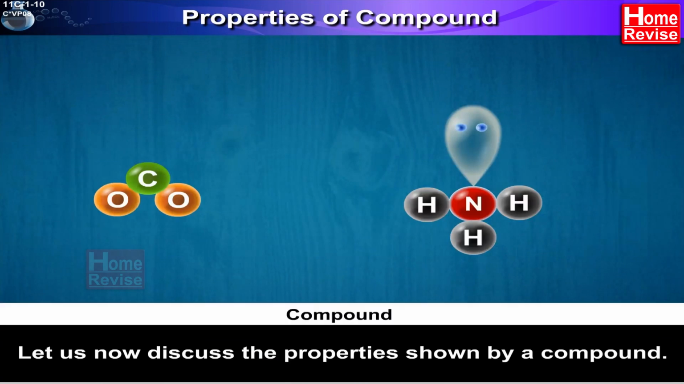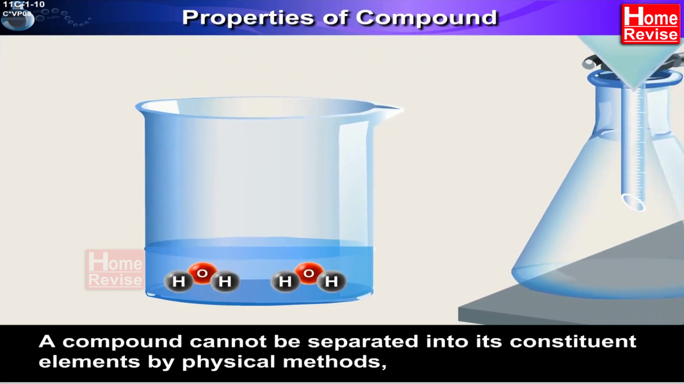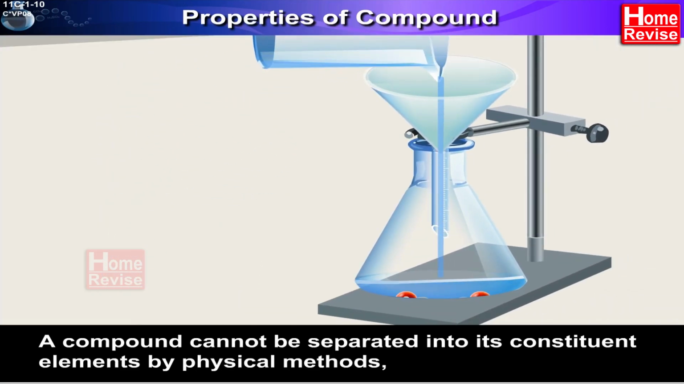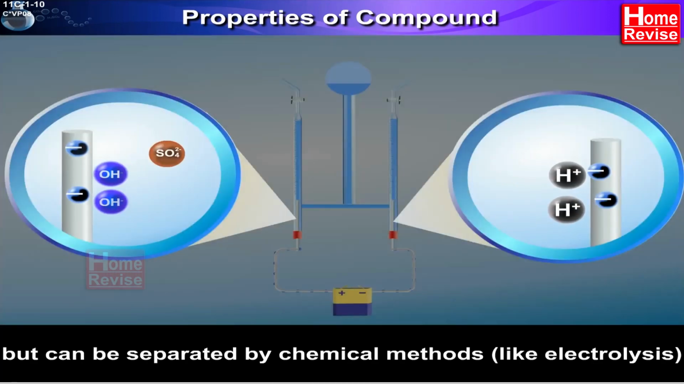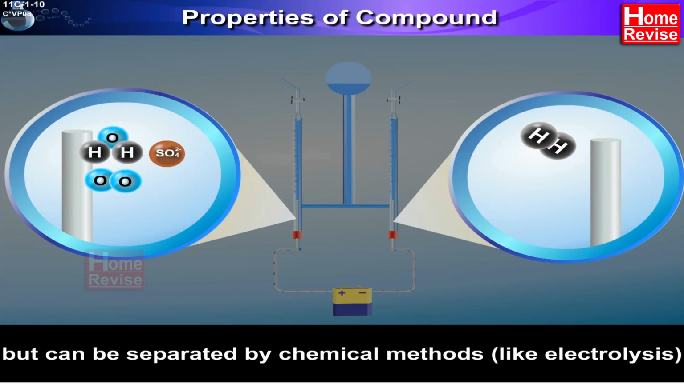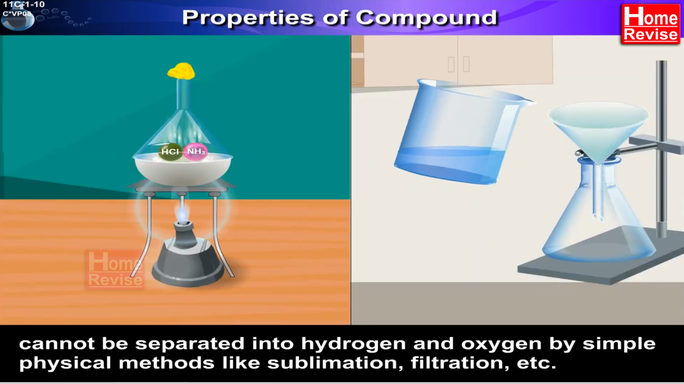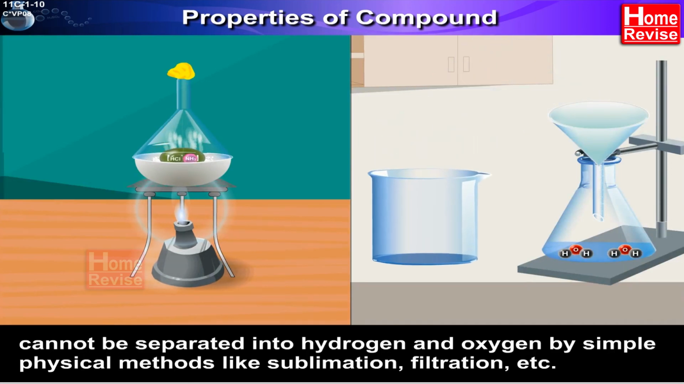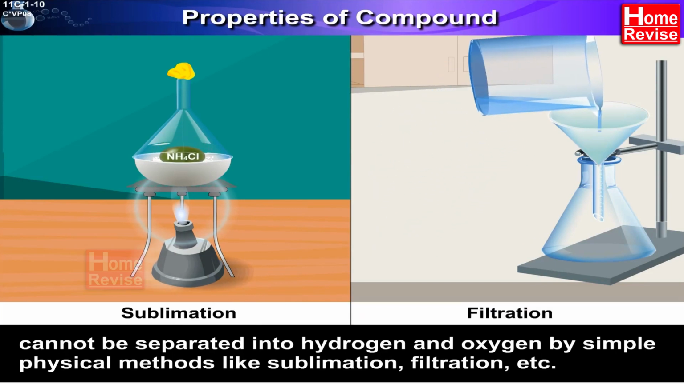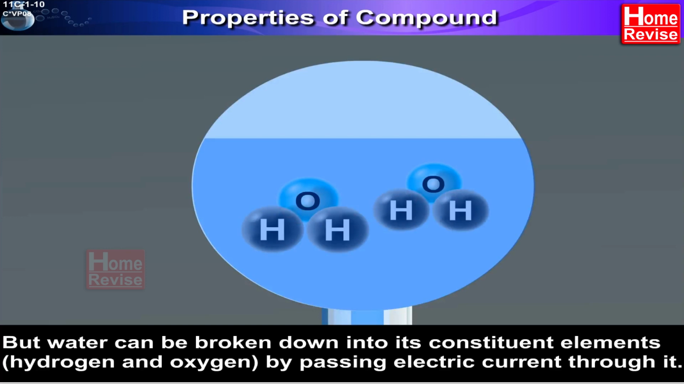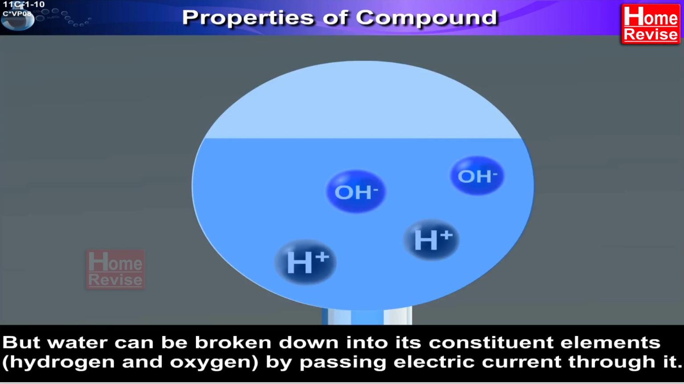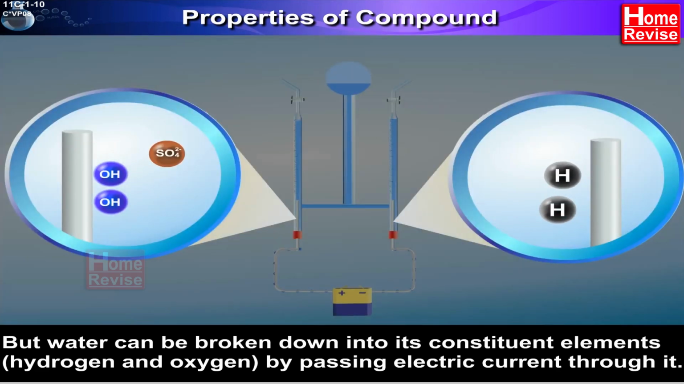Properties of a compound. Let us now discuss the properties shown by a compound. A compound cannot be separated into its constituent elements by physical methods, but can be separated by chemical methods like electrolysis. This can be understood with the fact that water, which is a compound of two elements, hydrogen and oxygen, combined in a fixed ratio by mass, cannot be separated into hydrogen and oxygen by simple physical methods like sublimation, filtration, etc. But water can be broken down into its constituent elements, hydrogen and oxygen, by passing electric current through it.